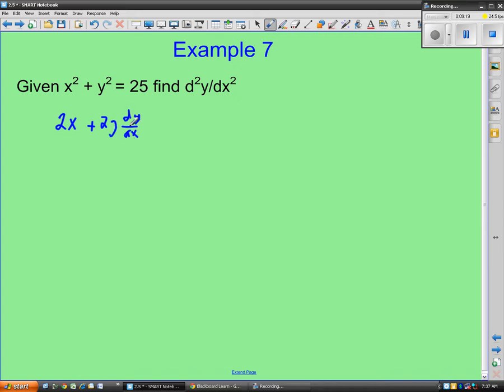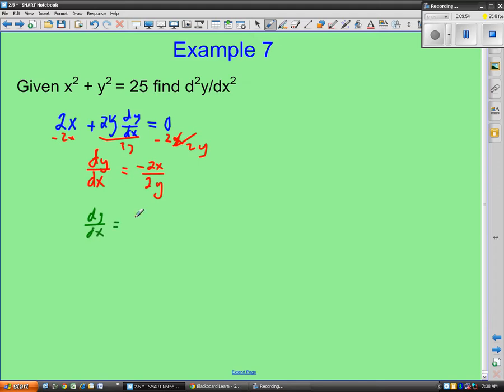and then equals 0. So like all equations, I'm going to find out what dy/dx is, and I do that by subtracting my 2x across the equal sign, and then dividing by 2y. That's an x. And so I should end up with negative 2x over 2y, which means that my dy/dx, what I'm looking for, dy/dx, is negative x over y.